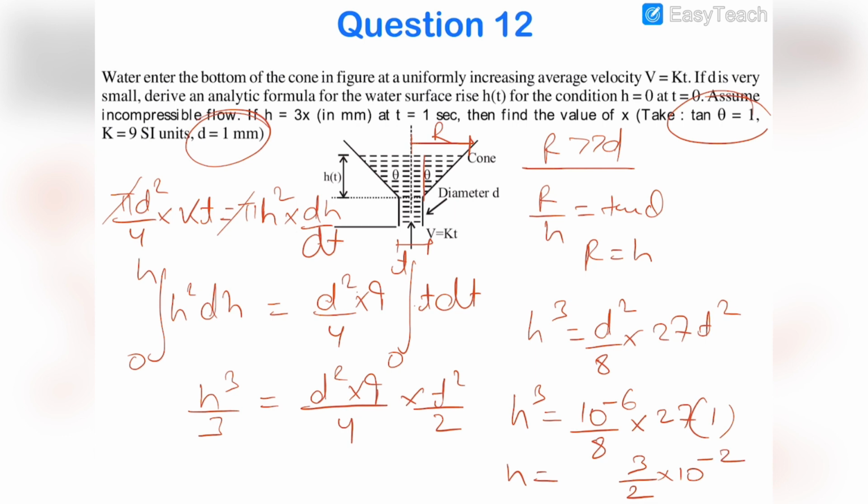So we have to compare it with 3x. So x will be equal to 0.5 into 10 raised to power minus 2, and this is 5 into 10 raised to power minus 3. So the value of x is 5 in mm. So the correct answer is 5. Now we move on to the next question.